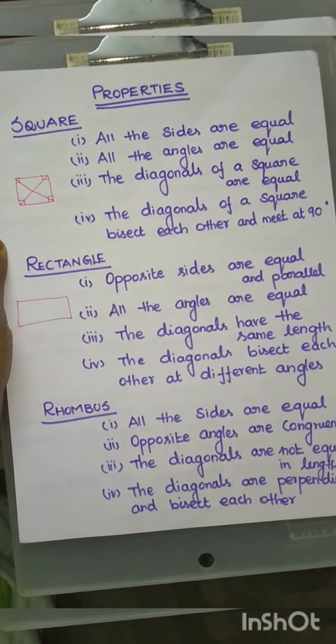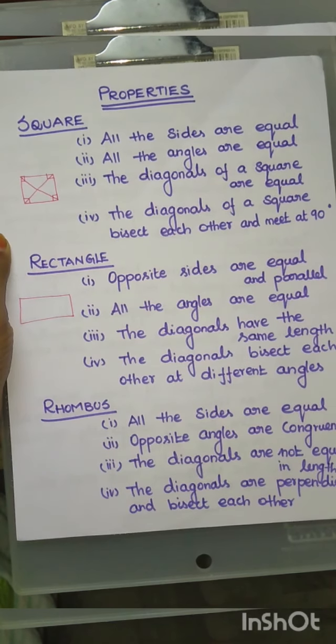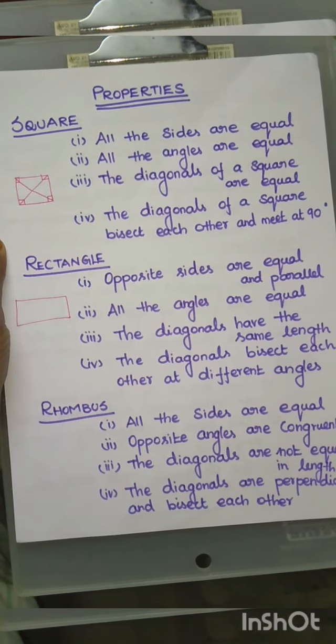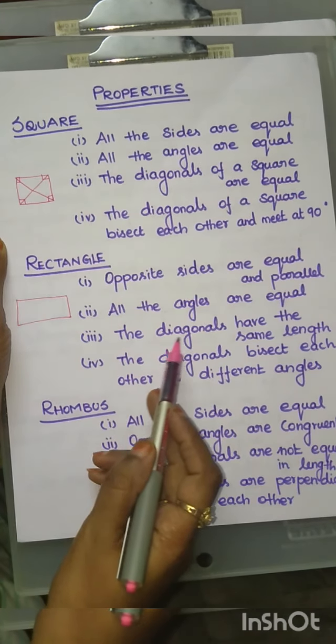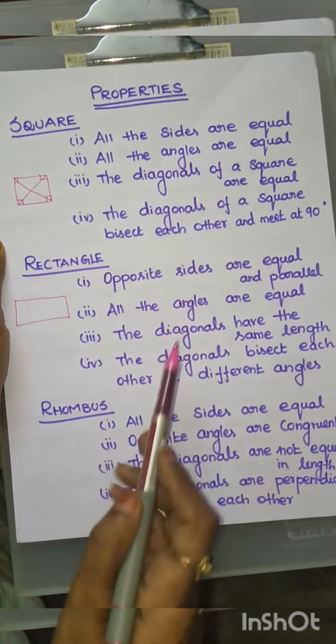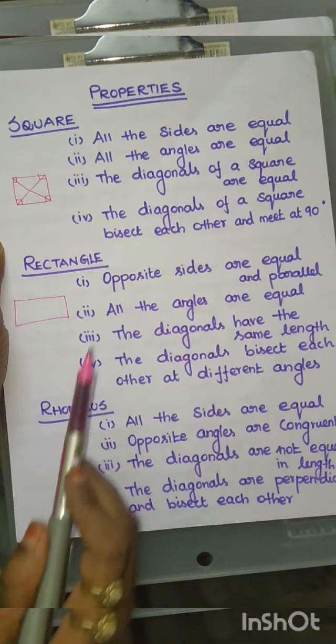Okay. Then the second one is a rectangle. Opposite sides are equal and parallel. All the angles are equal. The diagonals have the same length. For a square also, diagonals are equal in length. For a rectangle also, the diagonals are equal in length.